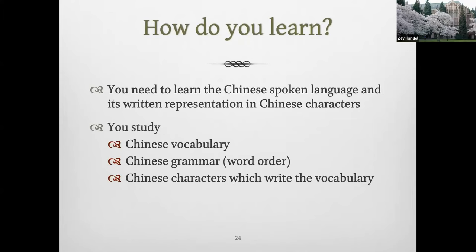To do that, you end up studying the vocabulary words in spoken Chinese, the grammatical patterns of spoken Chinese, and the Chinese characters that are used to write those words. So you have to memorize a lot of Chinese characters in addition to your knowledge of the structures of the Chinese language. How do you memorize thousands of characters? How are you going to do it? You're an English speaker. You're an adult. You didn't grow up with Chinese. How are you going to learn all these characters?